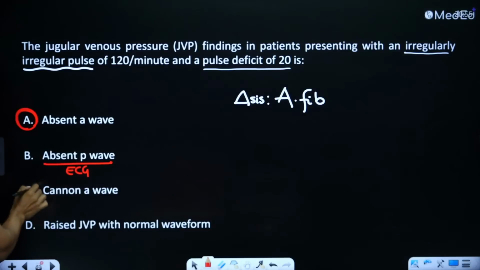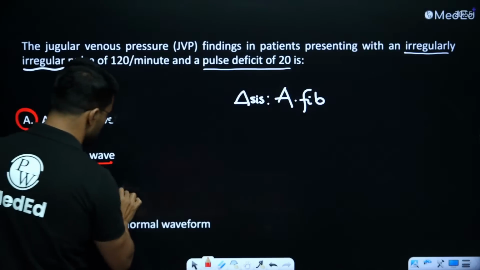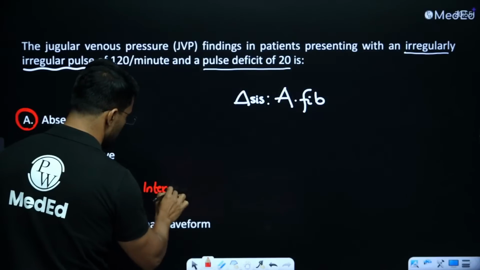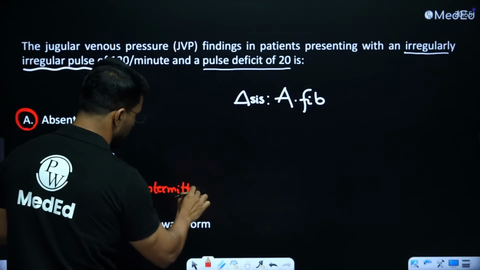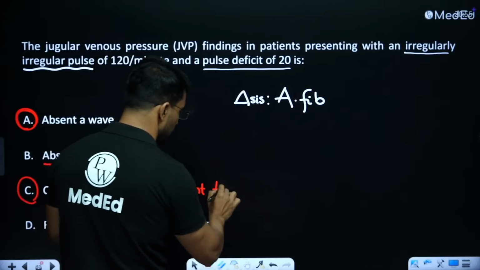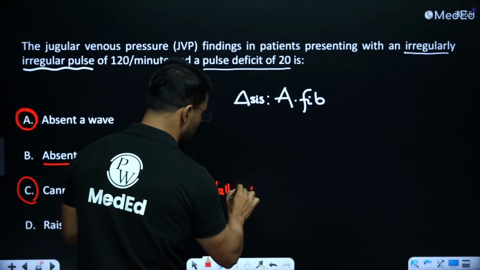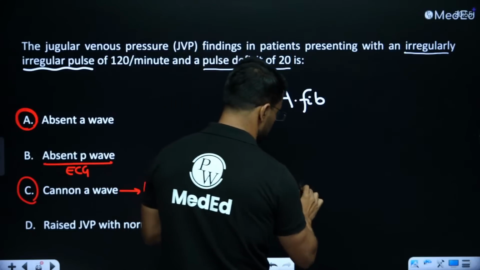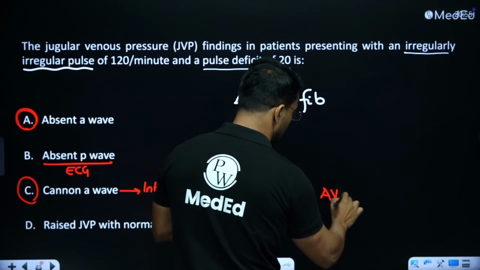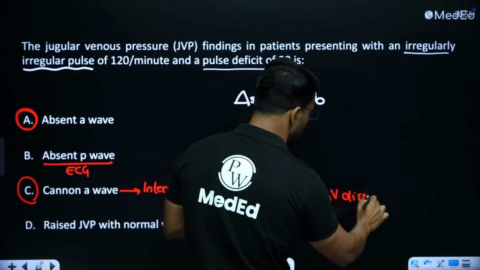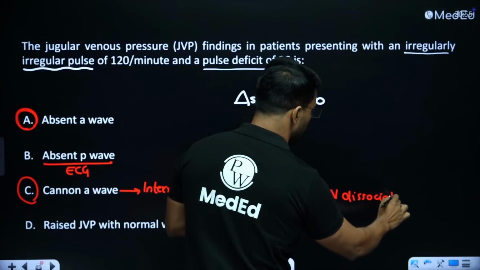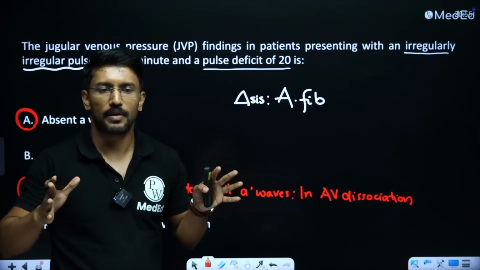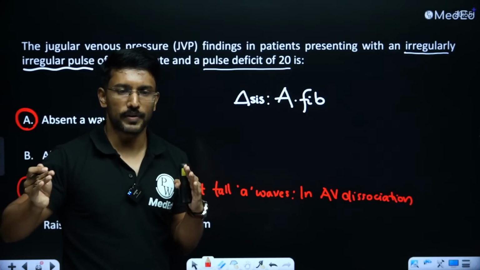Where do we get Canon A waves? Canon A waves refers to intermittent tall A waves, classically seen when there is AV dissociation. What do you mean by AV dissociation? Separation of atrial and ventricular activity. In other words, having different rates. Atrial rate is different from ventricular rate.